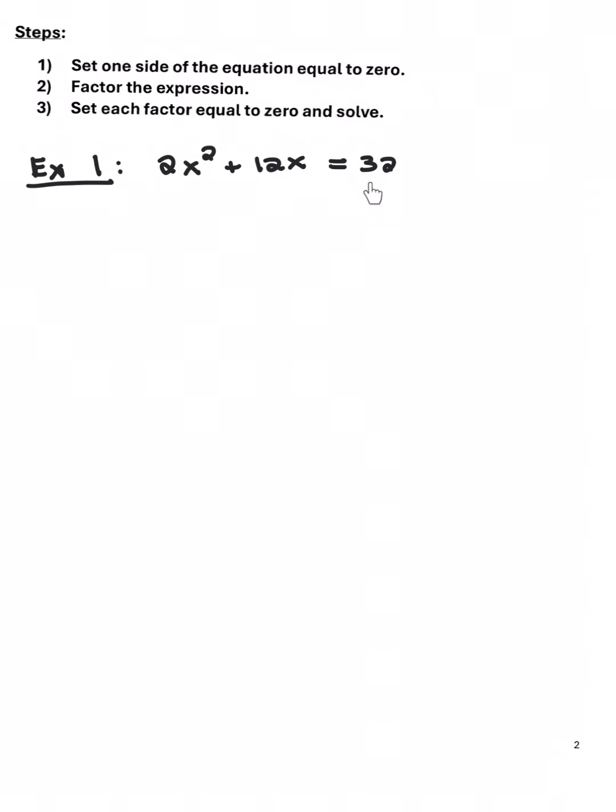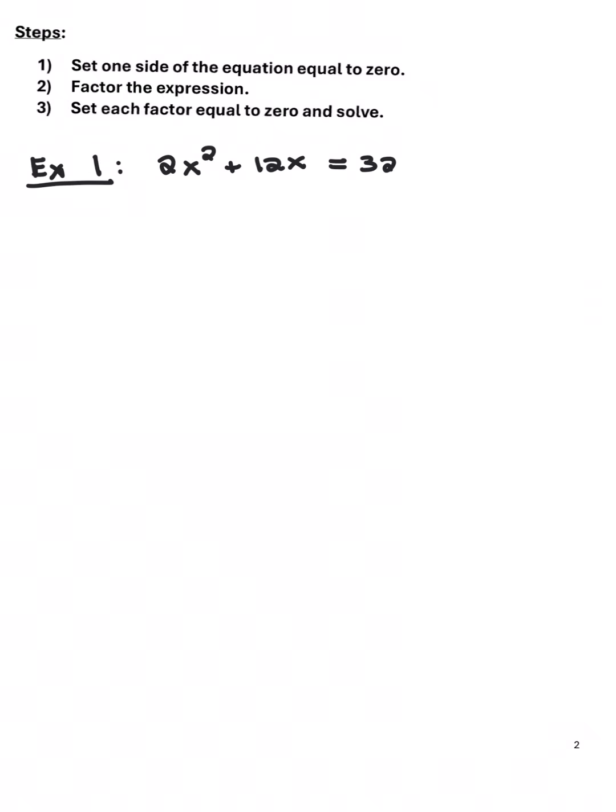Okay, so if you want to solve an equation where the degree, which is your biggest exponent, is something other than 1, these are the steps that we're going to follow. If your biggest exponent is a 2, a 3, a 4, whatever it is, we're going to follow these steps. Okay, so step 1, set one side of the equation equal to 0.